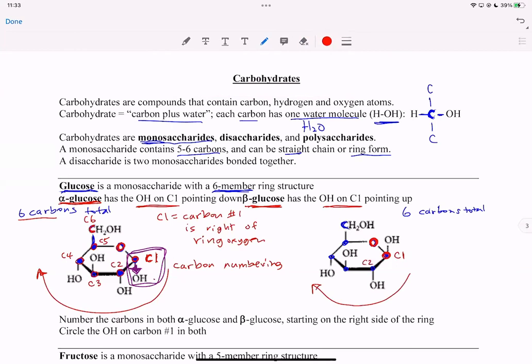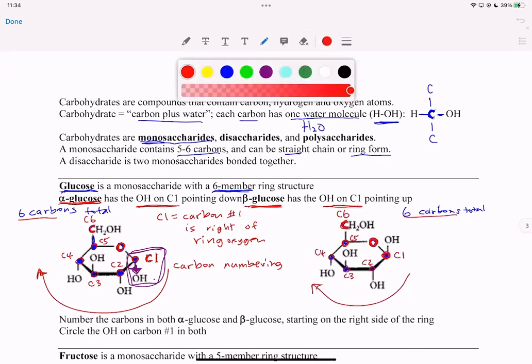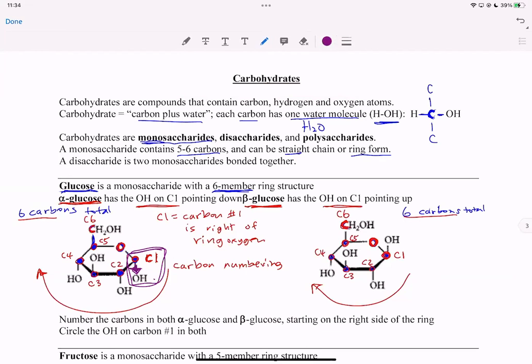So this is carbon number 2, carbon number 3, carbon number 4. This one is carbon number 5. And then above this outside, the CH2OH is carbon number 6. So there's 6 carbons total. And that carbon number 1 for the beta glucose has that OH group pointing up. So that's the only difference, is this OH group is pointing up, which means it's above the ring.